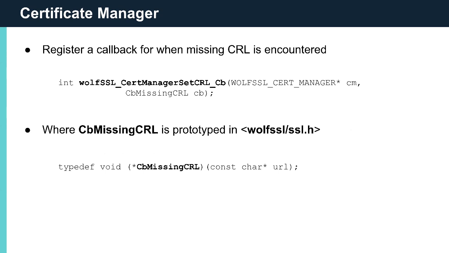We have a CRL callback. So if we try to check a peer certificate against CRL and we can't find the CRL that matches the CA that certificate has been signed by, we'll call this callback for a missing CRL and essentially give you a URL that's included in the certificate that points towards where that CRL is at. Your application could optionally go off and pull down the CRL from that URL if needed.